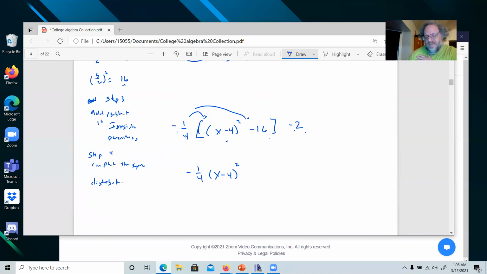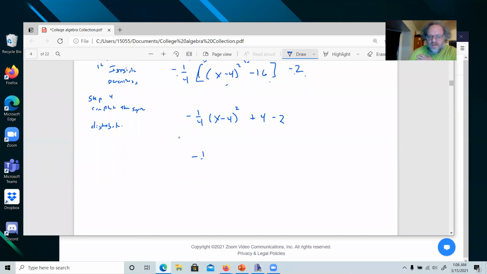-1/4 times -16. Isn't that a positive 4 minus 2? So it works out like this, almost like it came out of a textbook. And now this is our quadratic in vertex form. If we were back in the section where we had to do translations, you would look at this and say, oh, we have a translation. We have a 4 to the right.